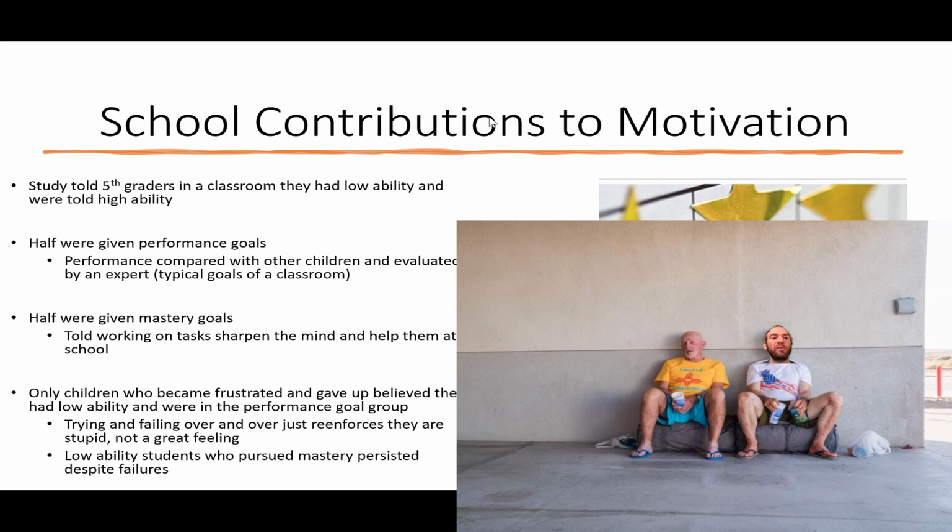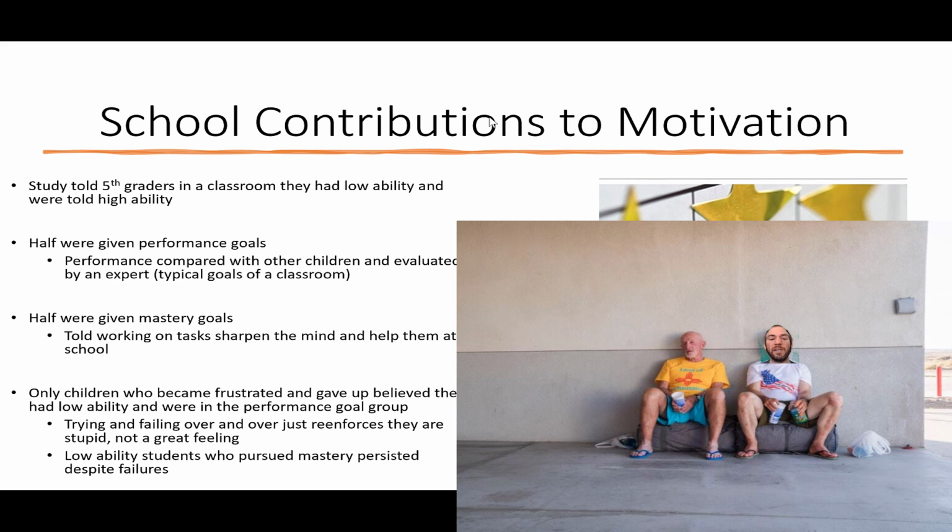Well, one study told fifth graders in a classroom that they had low ability, and another group of fifth graders were told that they had high abilities. Half were given performance goals, that is, performance compared with other children evaluated by an expert, typical goals of a classroom, and half were given mastery goals. They were told that working on tasks sharpened the mind and helped them at school.